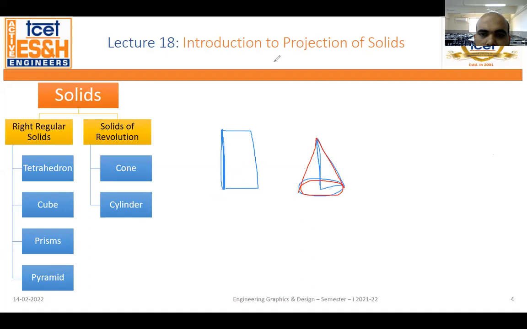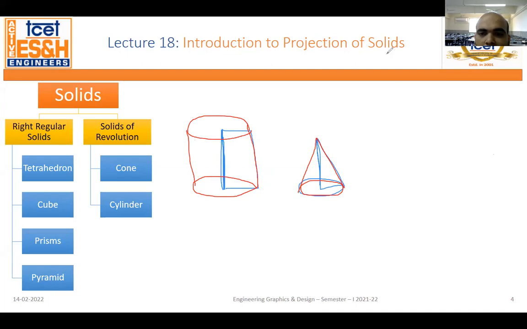When the plane is being rotated about this point, what will happen? There will be this portion, and similarly here also this one, and then it creates a cylinder. So that is all what we talk about as a solid of revolution. So I hope it is clear to everyone about the cone and the cylinder.